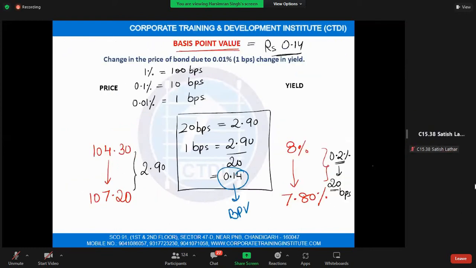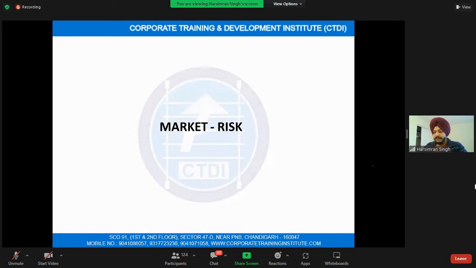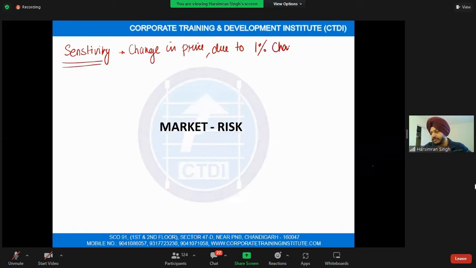Look here, the very simple thing I am telling you: when we are dealing with sensitivity, we were calculating the change in price due to 1% change in yield.